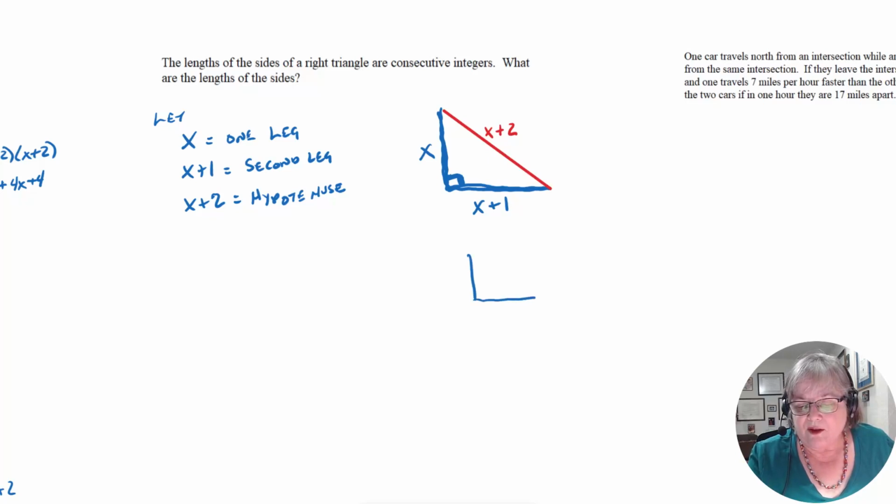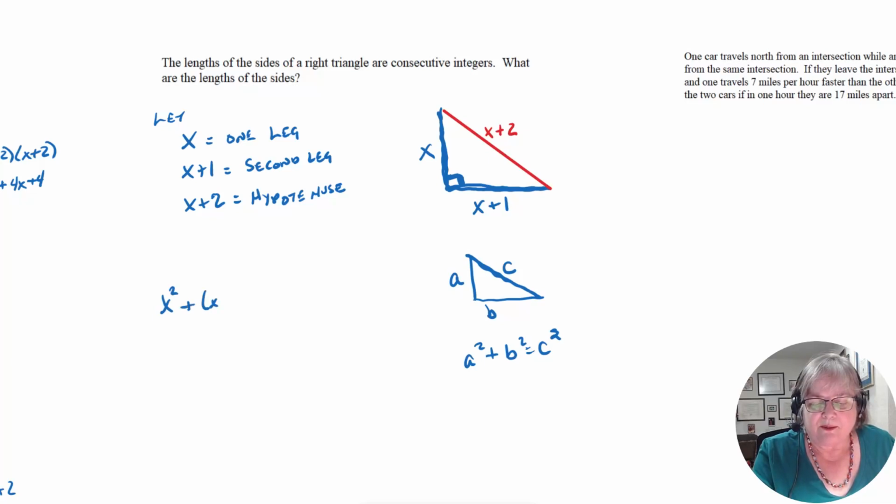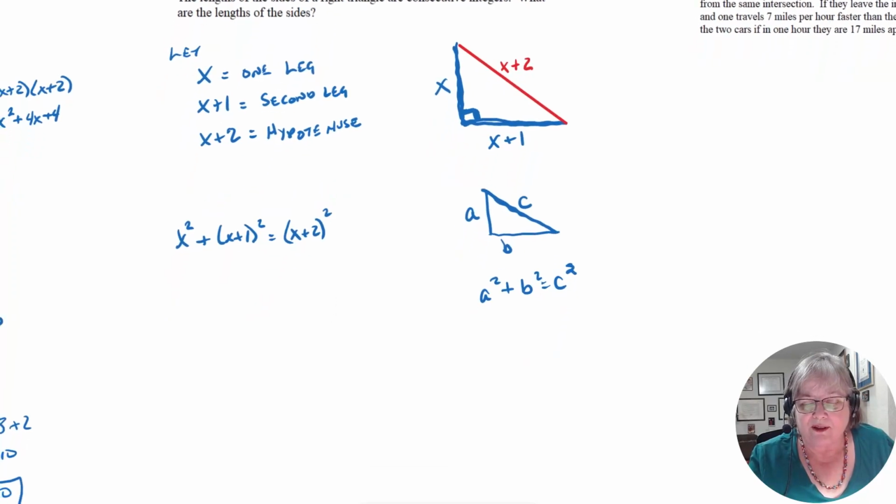Well, in your past, you may have learned something that went a squared plus b squared is equal to c squared, right? The sum of the squares of the two legs is equal to the square of the hypotenuse. So let's try that. If we do that, we would have x squared plus x plus 1 squared is equal to x plus 2 squared, because the longest side, the hypotenuse, has to be on one side of the equation, and the other side of the equation gets the two shorter sides. That's what's important here, or you're going to end up with negatives.